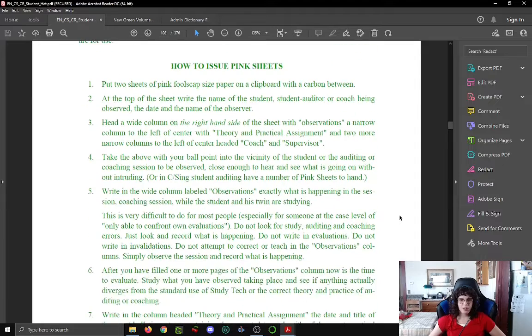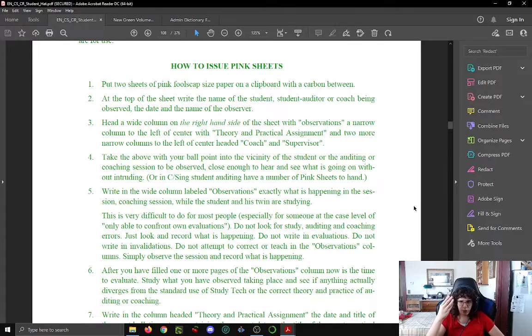They're for use. How to issue pink sheets. 1. Put two sheets of pink foolscap size paper on a clipboard with a carbon between. 2. At the top of the sheet, write the name of the student, student auditor, or coach being observed, the date, and the name of the observer. 3. Head a wide column on the right-hand side of the sheet with observations, a narrow column to the left of center with theory and practical application, and 2 more narrow columns to the left of center headed coach and supervisor.